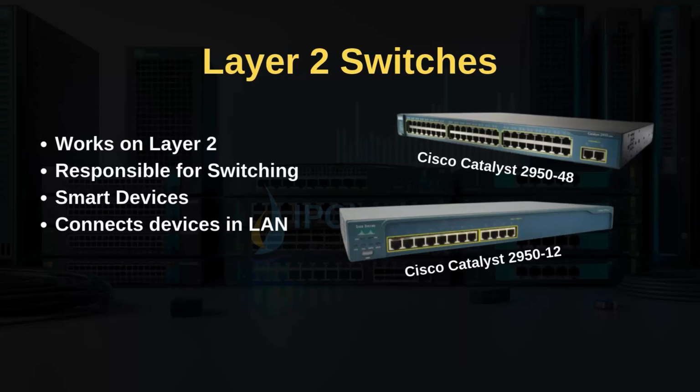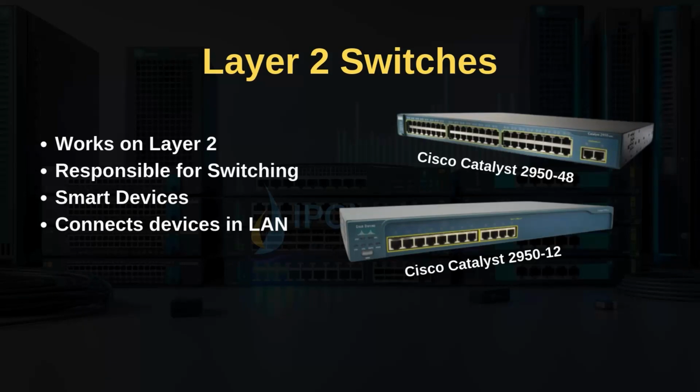Here is the first important device in networking, layer 2 switches. As its name implies, these switches work on layer 2 of the OSI model. Switches connect the devices in a network and do packet switching to send and receive data. Switching is one of the key terms in networking, and it is basically the process of transferring data packets from one device to another in a computer network.